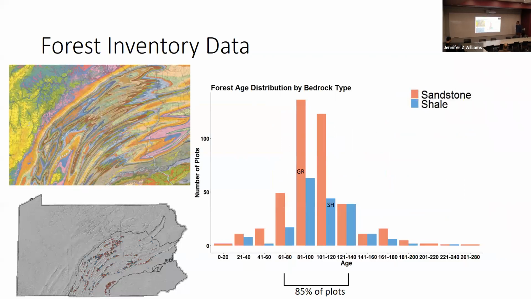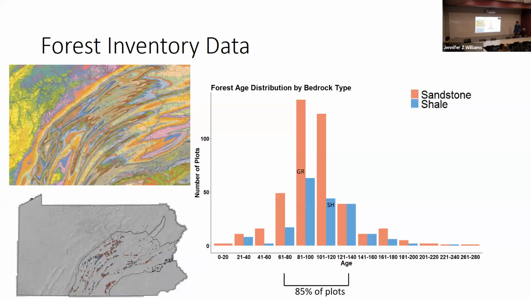In the data, one thing to recognize is that within Pennsylvania, this is a pattern for the eastern United States at large, most of the forests on the landscape are in this 80 to 120 year age range. Within this data set, 85% of all forest plots that I have fall within this 60 to 120 year category for ages. So in this context, I have Garner Run here for that approximately 85 years and Shale Hills for that 100 to 120. In this context, Shale Hills and Garner Run are representative of the landscape at large.